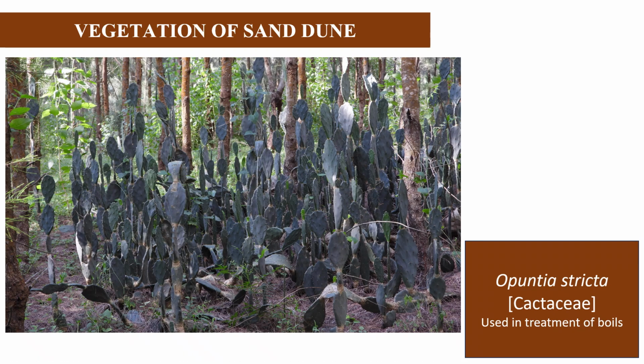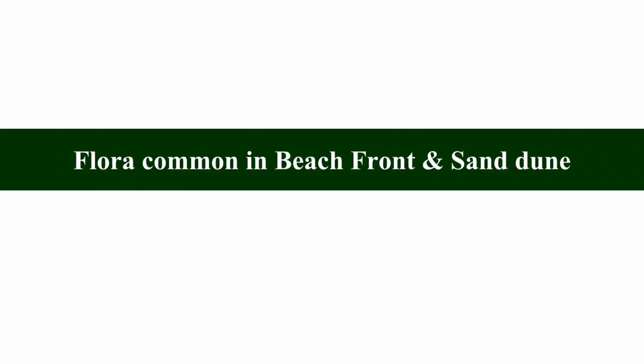The next plant here is Opuntia stricta from the family Cactaceae, and you will find this plant in sand dune, and it's useful for the treatment of boils. Like I said, many of the species that you will find in beachfront might also be found in sand dune, and some plants found in sand dune might also be found in beachfront. So the common plants that are found in both, the vegetation we're going to see.